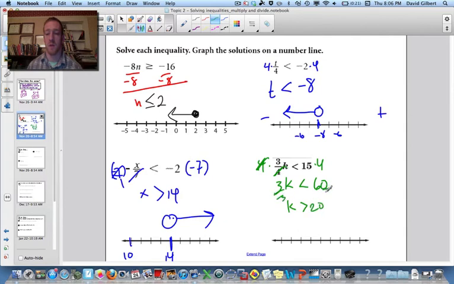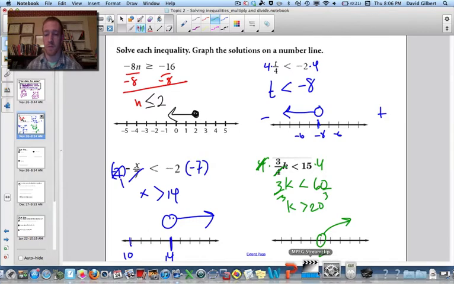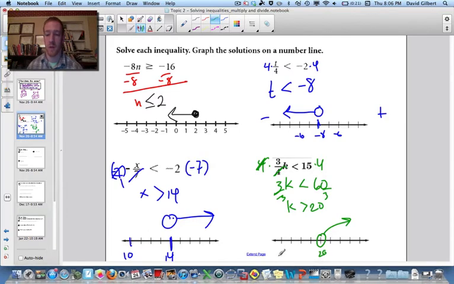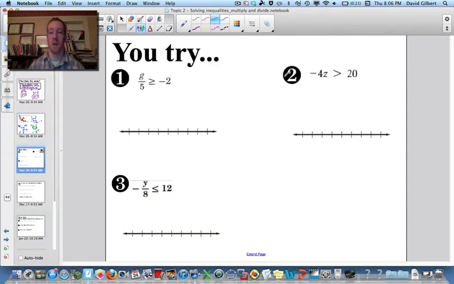Divide both sides by 3, it gives you 20. So K is greater than 20. There's 20, point that way. And this will be negative 15 or something. Yeah. So there's your example. Notice negative, flip, not negative, don't flip.